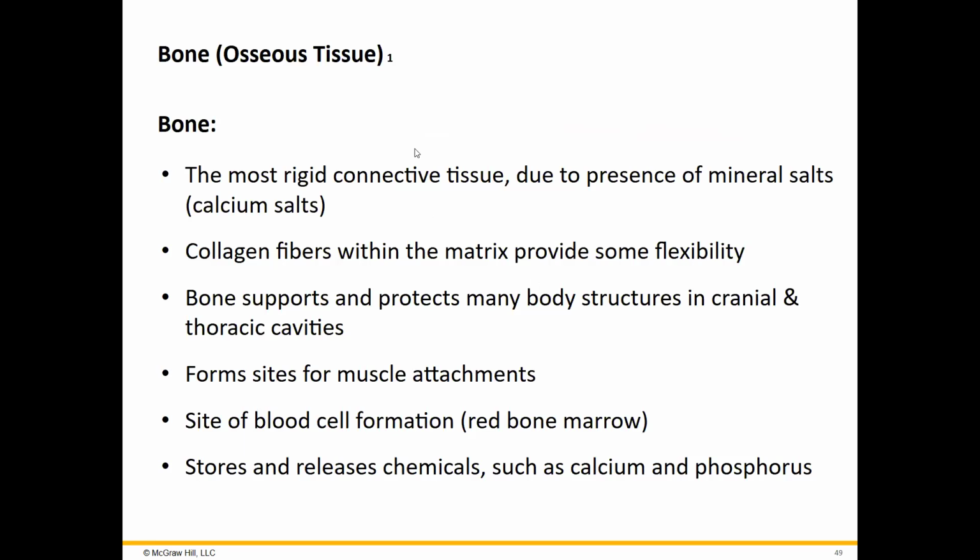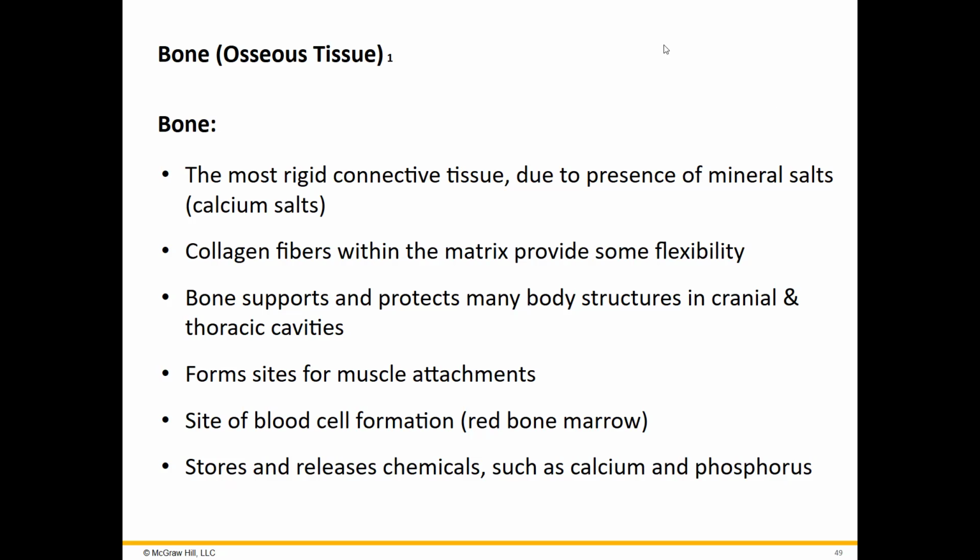Next type of connective tissue, bones. So bones are rigid due to the presence of mineral salts. What I want you to know is things like calcium and phosphorus make the bone much firmer than cartilage, giving it its strong supportive structure. Collagen in the matrix does provide some flexibility. Bones can move a little bit, but because the mineral salt is there, they can't move nearly as much as cartilage. Bone is simply cartilage that has mineral salt added to it.